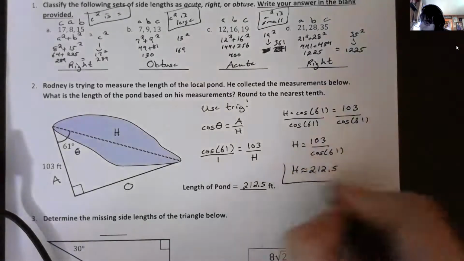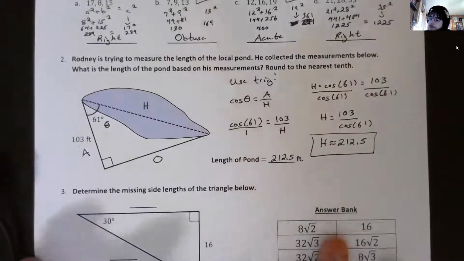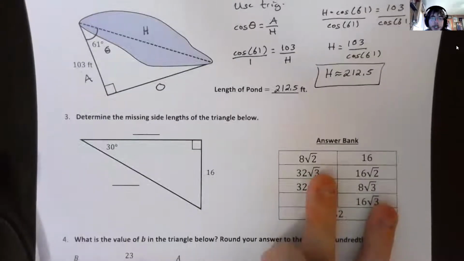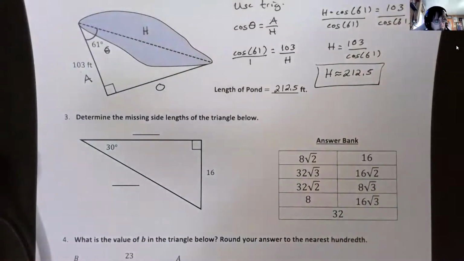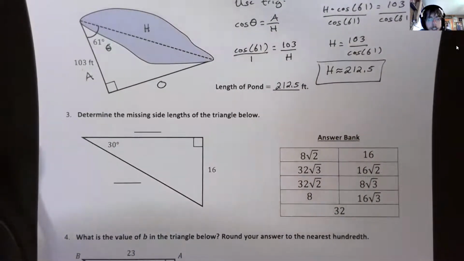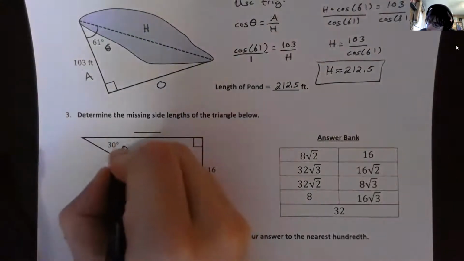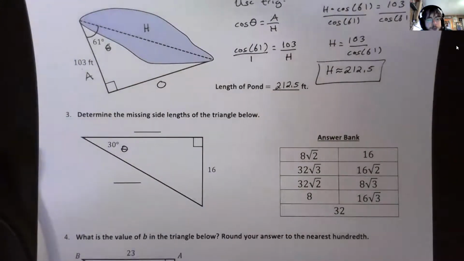So that would be our answer. Number three wants us to determine the missing side lengths of the triangle below. Now, you can use the special right triangle properties, but I'm going to use trig. I'm going to be consistent here and use trig for these problems if we're trying to find missing side lengths and we're given an angle. So since we're using trig, our theta is going to be 30 degrees.